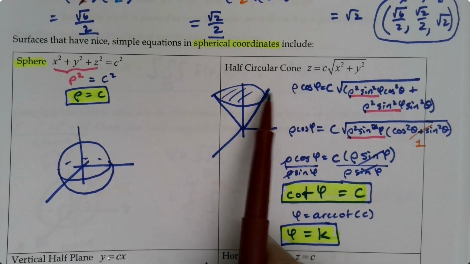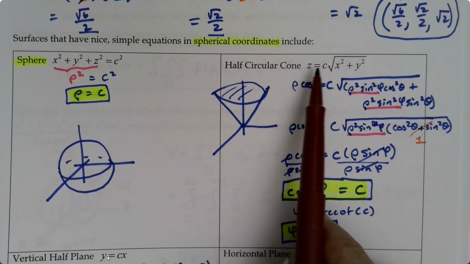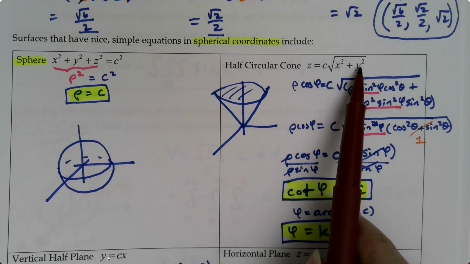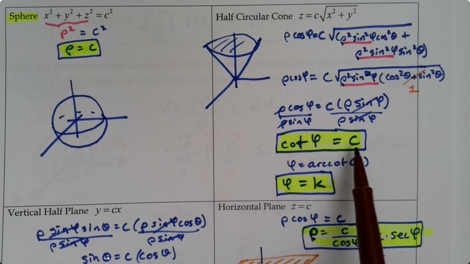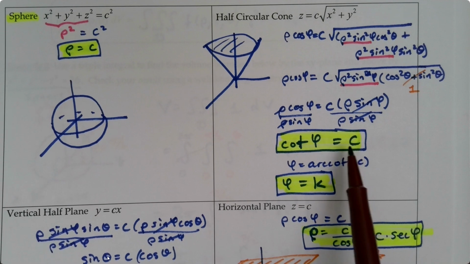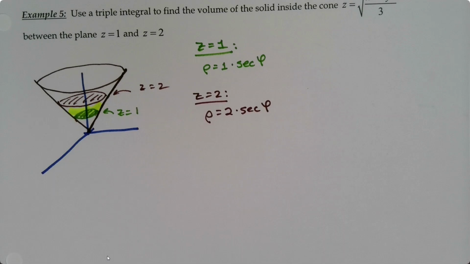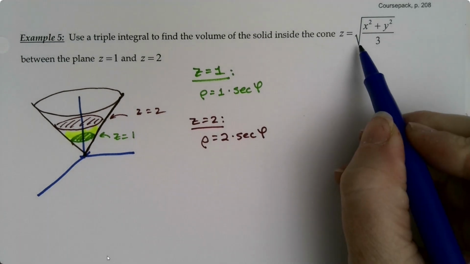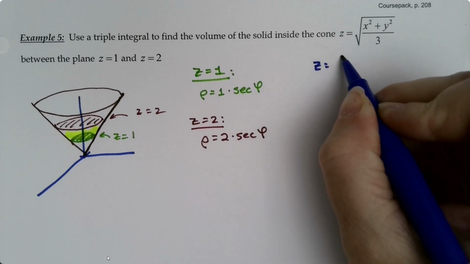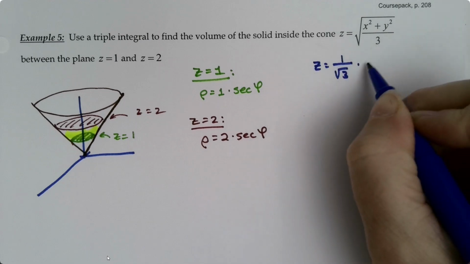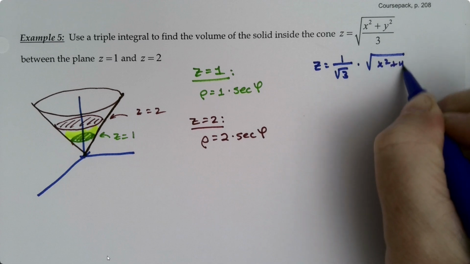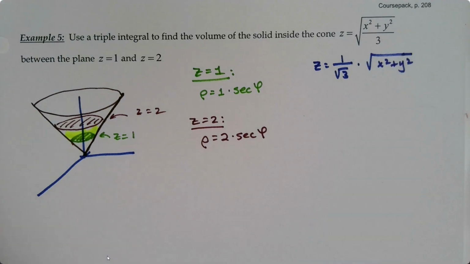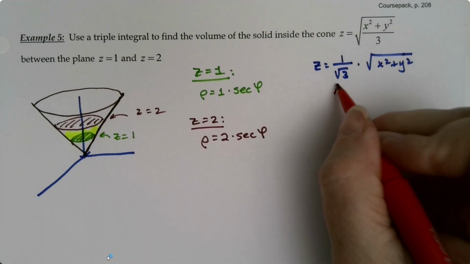Now, what about that cone? Well, remember that when you have a half circular cone, z equals a constant times the square root of x squared plus y squared, that's really the cotangent of phi is equal to that constant. And that's how you can figure out what phi is. All right, so let's look at our cone. Now, at first, it doesn't seem like it's in that same form, but it is. So remember that this is really z equals 1 over the square root of 3 times the square root of x squared plus y squared. So our constant, c, is right there.